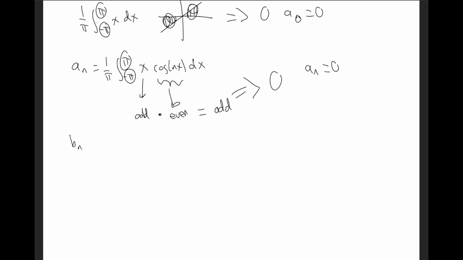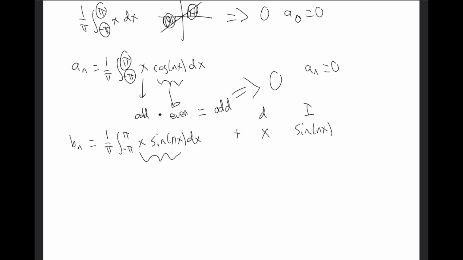b sub n is going to be 1 over pi times the integral from negative pi to pi of x times sine of nx dx. Sorry, I said sine of x. And with x sine of nx dx, we're going to do this with integration by parts, and particularly I like doing it with the tabular method. So we do x here, sine of nx here. This column is going to be our integrals, and this is going to be our derivatives.